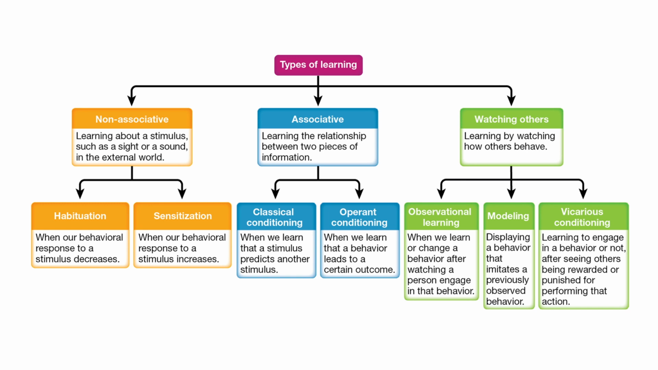And then we're going to talk about three different ways that we can learn from watching others. This includes observational learning, where we watch somebody engage in behavior and then we can do it, or modeling, which is when we imitate what someone else is doing, or vicarious conditioning, where we see the consequences from another person and then that shapes our own behavior.